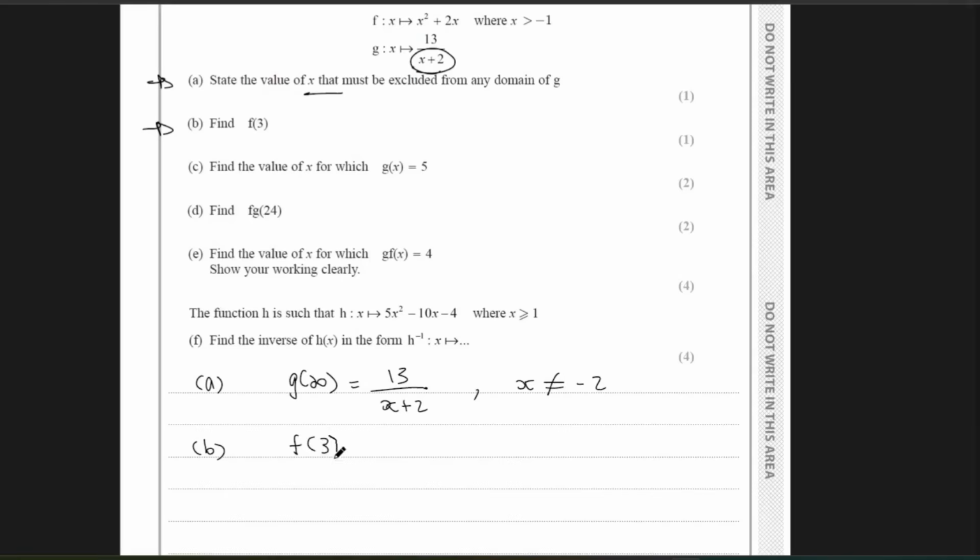So we just need to substitute 3 in place of x for f of x. So that becomes 3 squared plus 2 times 3, which is 9 plus 6, which is 15. 15 is the answer for B.